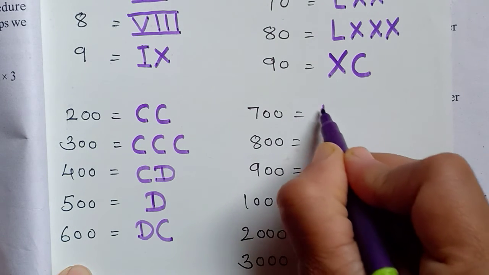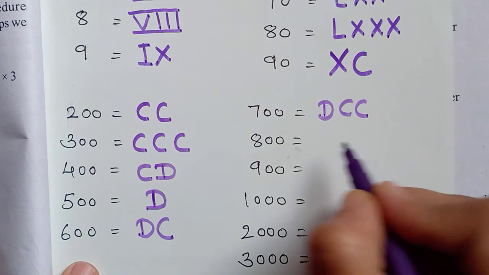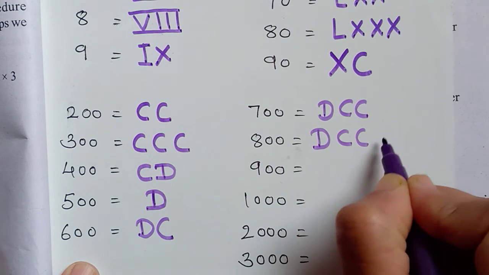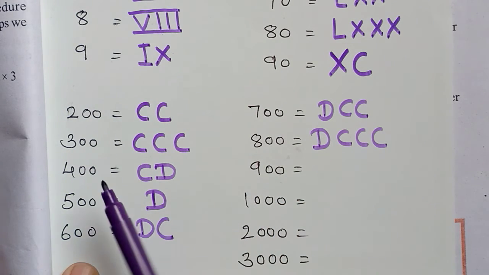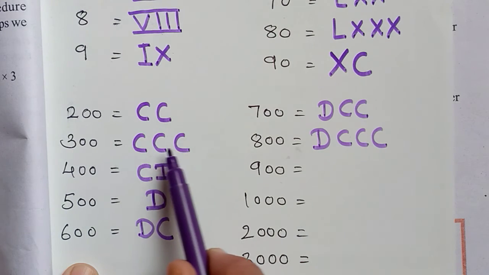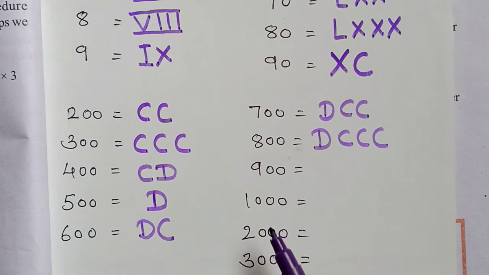700 is 500 plus 200, DCC. 800 is 500 plus 300, that is D for 500 and CCC for 300. So it is 800. Now 900, again we don't have any letter.